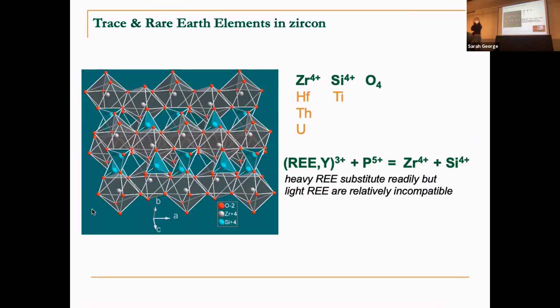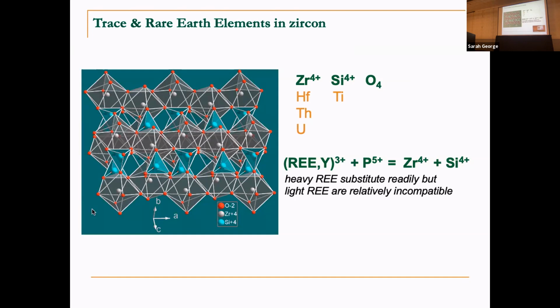Okay, so a bit of background on zircon, which maybe we should do first thing in the morning, but we do not. Zircon is a tetragonal orthosilicate. It has an 8-fold coordination site and a 4-fold coordination site. In the 8-fold site, we get zirconium 4+. In the 4-fold site, we get silicon 4+. Turns out things like hafnium, thorium, uranium fit really well in that 8-fold site, so they substitute in readily; they're lattice bound.